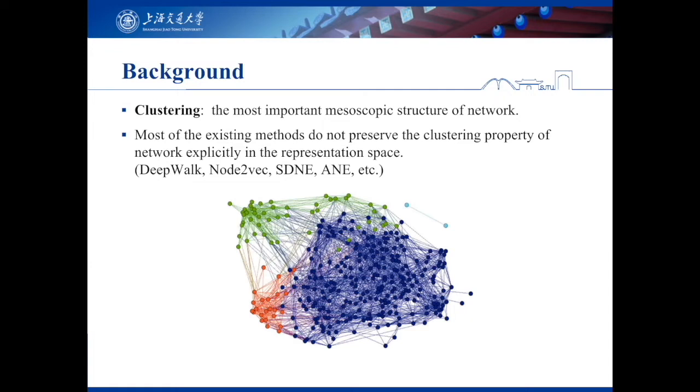For example, in social networks, users need to be divided into meaningful social groups to implement functions like user search and targeted advertising. Most of the existing methods ignore the clustering property of the network and do not preserve it explicitly in the representation space. These methods learn representation independently and then apply traditional clustering algorithms to the representation, which is not conducive to many downstream applications.